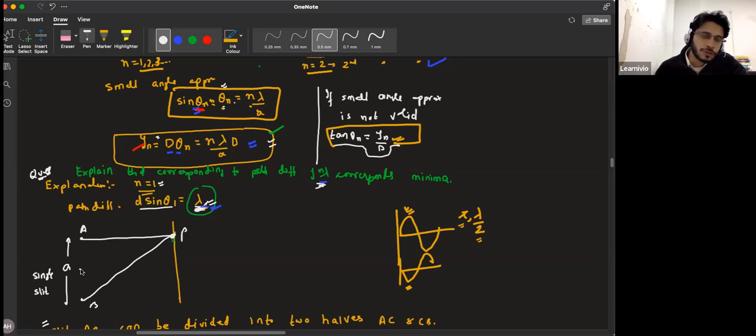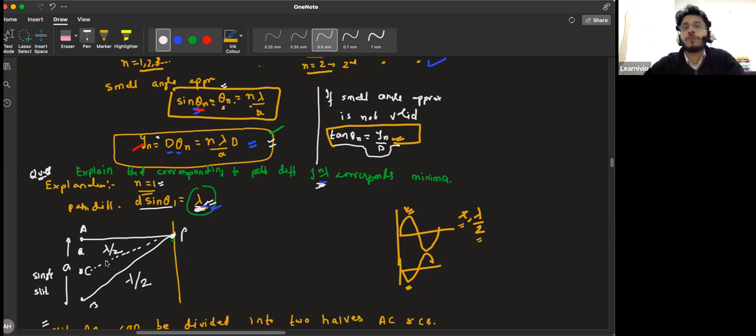Now what you can do is divide this slit into two parts. So you can consider a point C here. If the path difference between waves coming from A and B is lambda, then what is the path difference between waves coming from A and C? If you divide the slit into two parts, the path difference will get divided into two parts. So the path difference between waves coming from A and C will be lambda by 2. Similarly, the path difference between waves coming from C and D will also be lambda by 2.